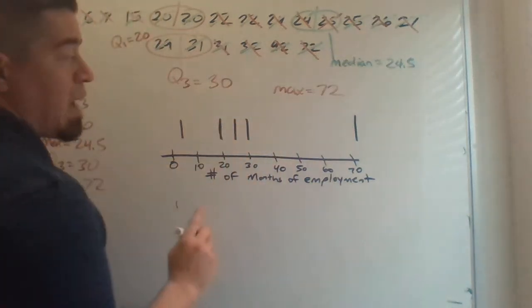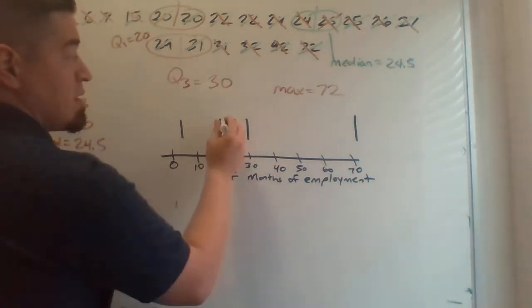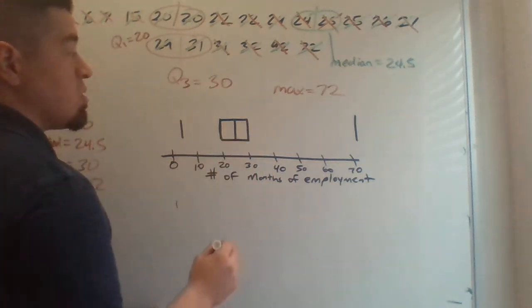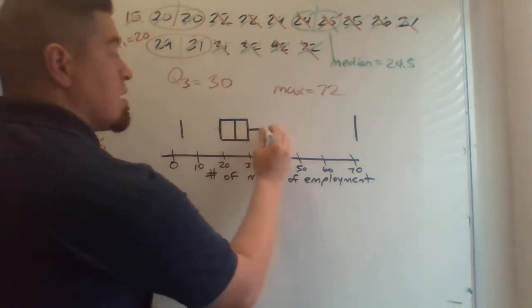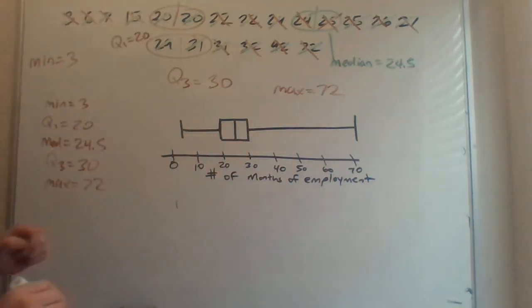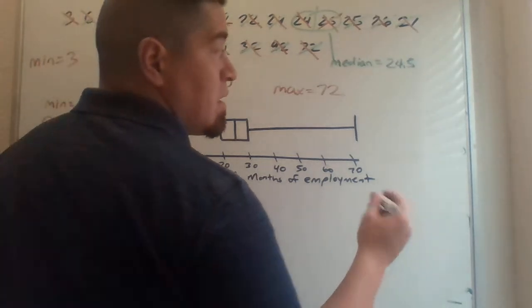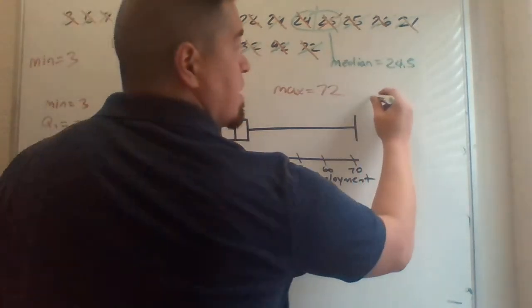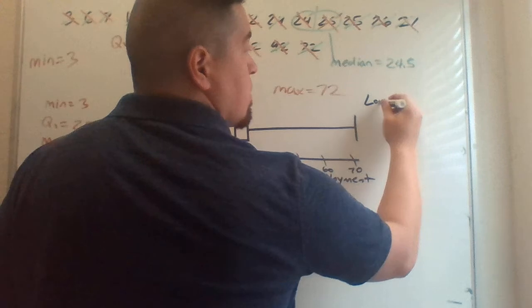I'm going to draw a box around my Q1, the median, and Q3, and then I'm going to extend what we call whiskers to both sides, to the min and to the max. So this is one form of the box plot. Now what we want to do is a modified box plot. So we're going to need an extra formula for the modified box plot.